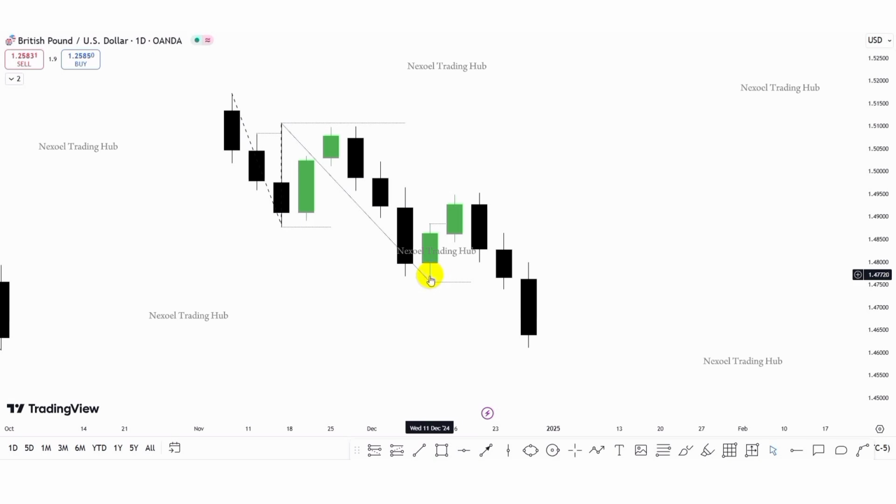So we want to see the movement of price to the upside to take the high. Price went to the upside, took out the high. So we have our pullback. So here we have a pullback, and now we have a fall.